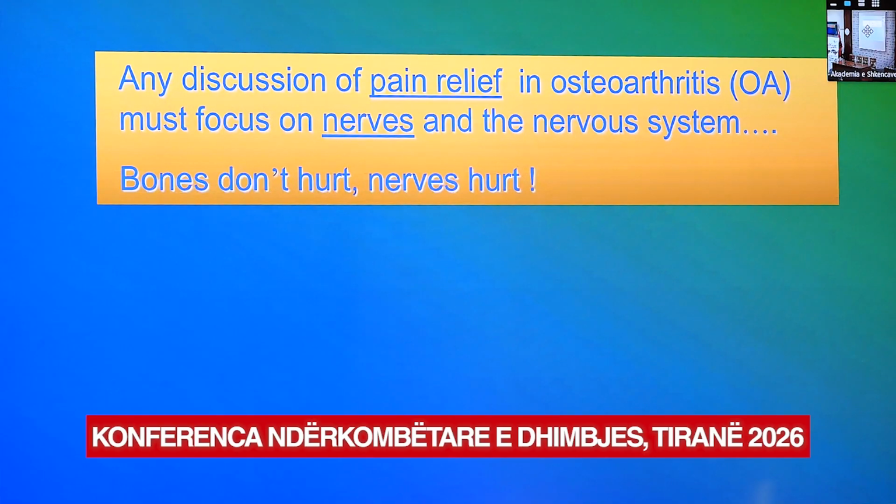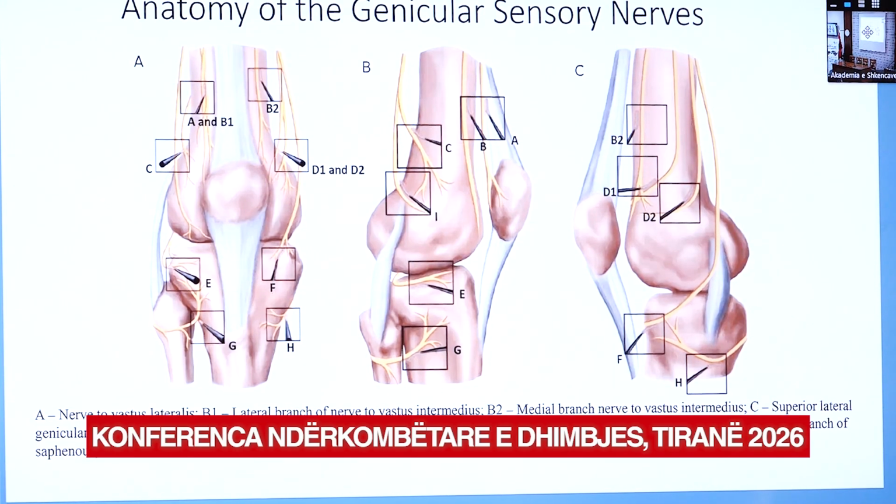One of my central themes will be that any discussion of pain relief in osteoarthritis or any other pain condition, such as neuropathy that I discussed this morning, needs to focus on nerves and the nervous system. I'll quote, bones don't hurt and tendons don't hurt, nerves hurt. So what do we mean by that?